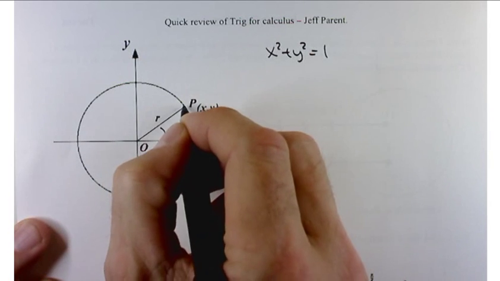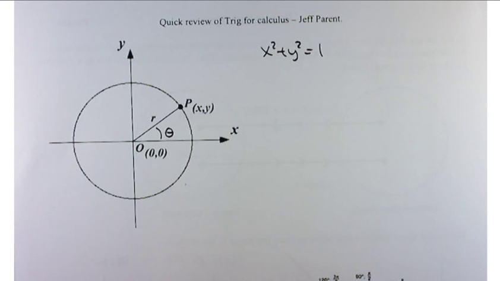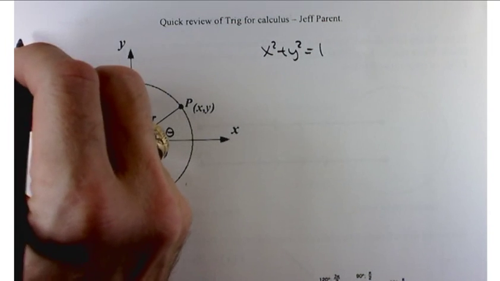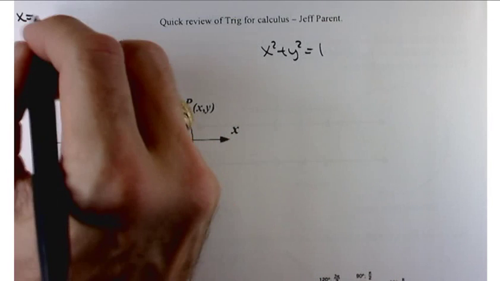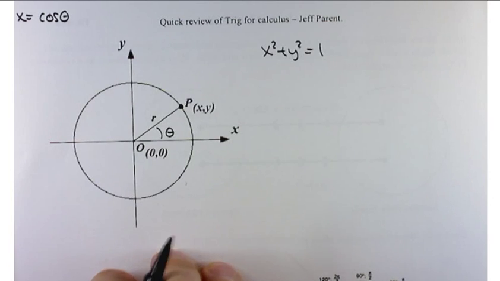And angle theta has a radial line that comes out to the edge of the circle, landing at a point called P, which has coordinates of x and y. So let's make a few definitions here. We're going to start with our x-coordinate. The x-coordinate is going to be the cosine of theta, or the other way around. The cosine of theta is the x-coordinate of your point on the unit circle.